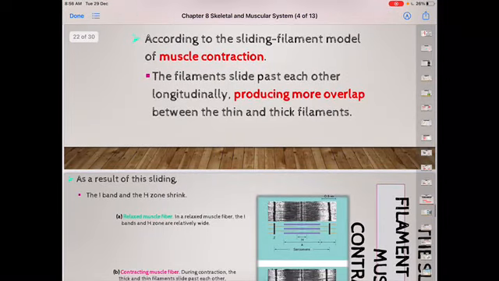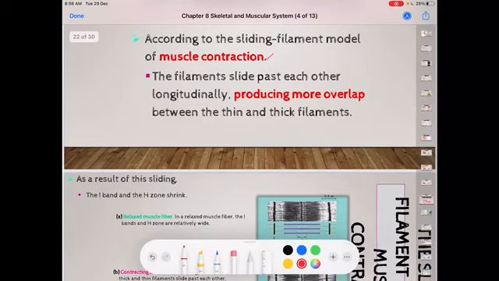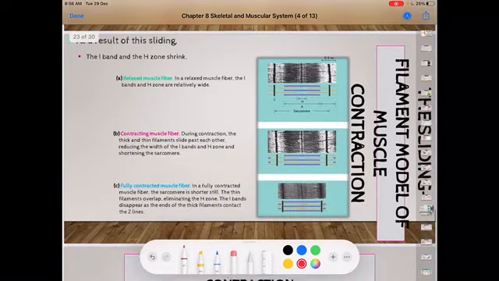Okay, according to the sliding filament model of muscle contraction, the filaments slide past each other longitudinally, producing more overlap. When there is muscle contraction, there is more overlapping between the thin and thick filaments. So this is the result of the sliding. This is the relaxed muscle that I explained previously. You can see the H zone is totally made up of the thick filament.